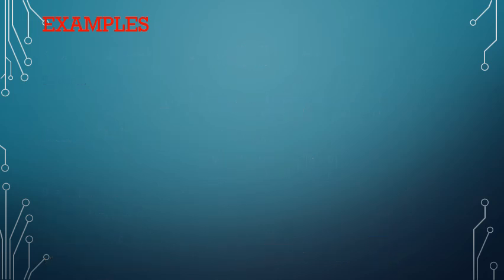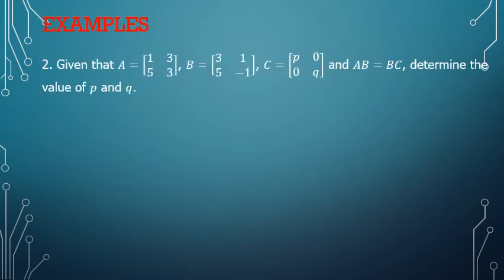Now, in another example, given that A equals [1, 3; 5, 3], B equals [3, 1; 5, -1], and C equals [P, 0; 0, Q], and AB equals BC, determine the value of P and Q. Now, we have been given the condition that matrix A times B is the same as matrix B times C. And C has P and Q, so we have to find what P and Q are in matrix C.